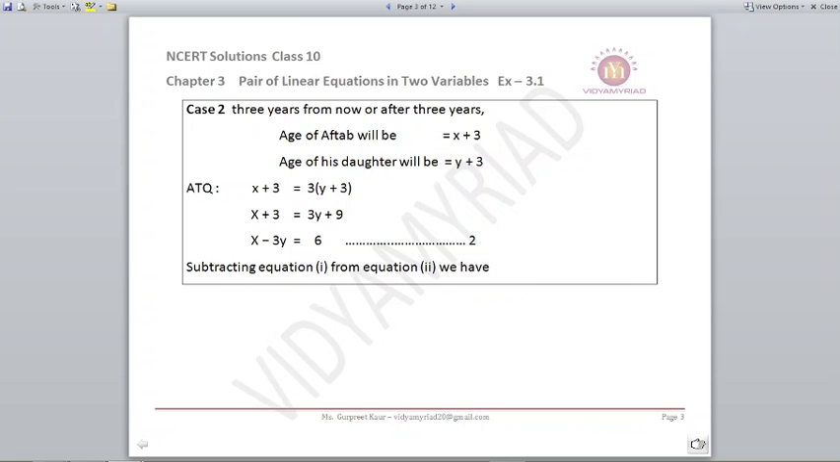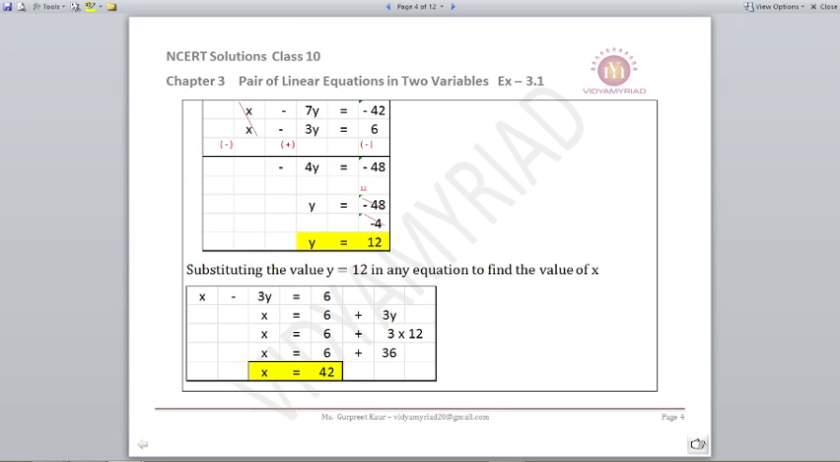So we have equation 1, we have equation 2. We will try to find out the values of x and y. By subtracting both the equations, we get y as 12. Because x and x is same, we will change the sign for the second equation. With that, x minus x gets cancelled. Minus 7y plus 3y becomes minus 4y, and minus 42 minus 6 will become minus 48. Thus we get y as 12.